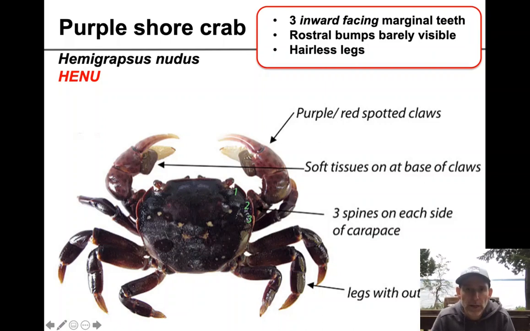Here's that purple shore crab in close-up. You see the 3 marginal teeth outside the eye, but you notice that these are curved inward. You see that the rostral bumps look almost as if they've been sanded off. It's fairly flat, sort of indistinguishable. And most importantly, there are no hairs on the walking legs.